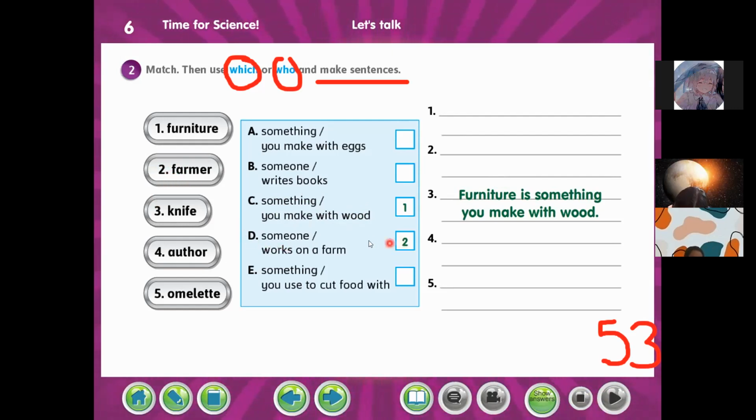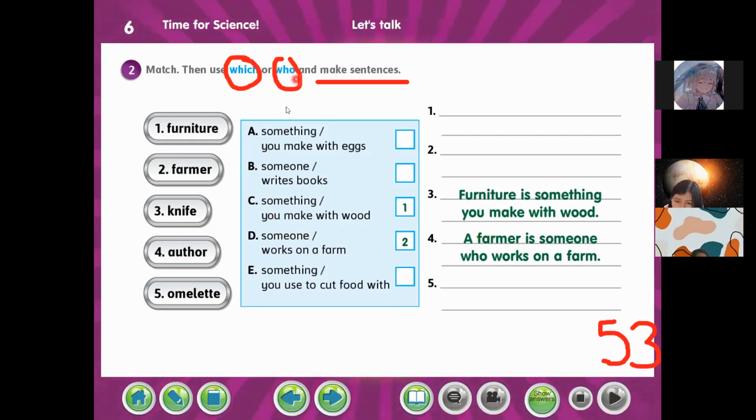Yeah, it's okay. But tell me the sentence. A farmer is... The farmer is someone owning one. Which? Who? Who? Yeah, who? Continue. Who? Works on a farm. Good job, boy. Thank you. You see, a farmer is someone who works on the farm. Number 3, please. Other student, tell me the number 3.